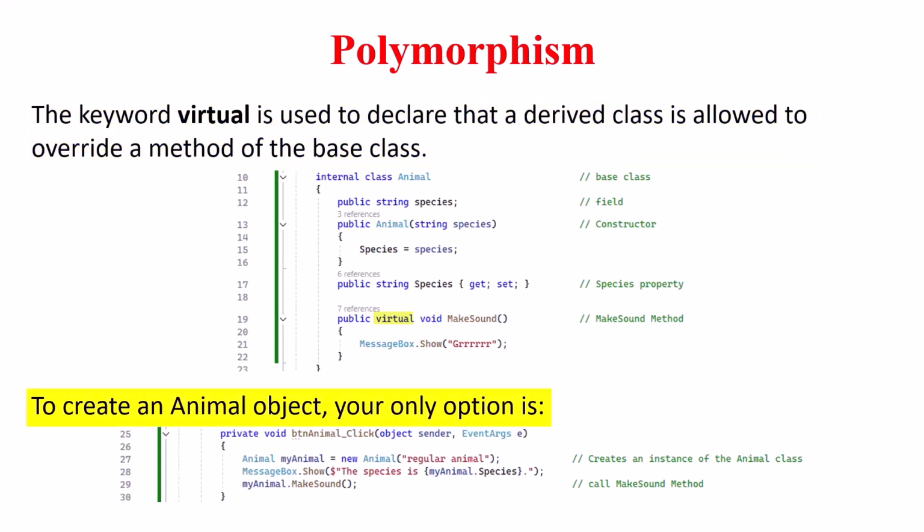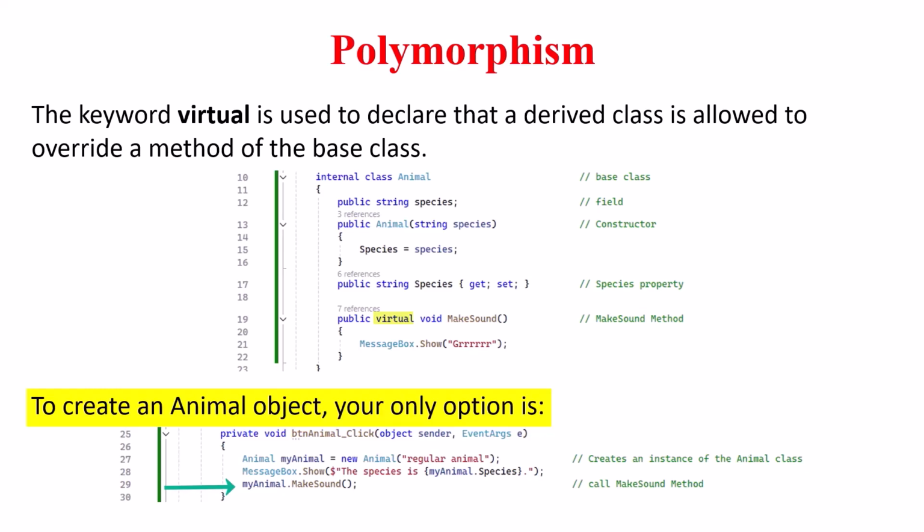In this particular case, we have a button called animal, you can see on the bottom down there, and we're creating a brand new animal and giving it regular animal as the species type. We're passing that to the creation as we create the instance of the class. And our message box show uses the $ sign to tell it it's got code in there. The species is animal species. So whatever is in the species is going to be displayed in the message box, and that will be regular animal. Then it's going to make a sound. My animal makes sound, and another message box will pop up showing grr.